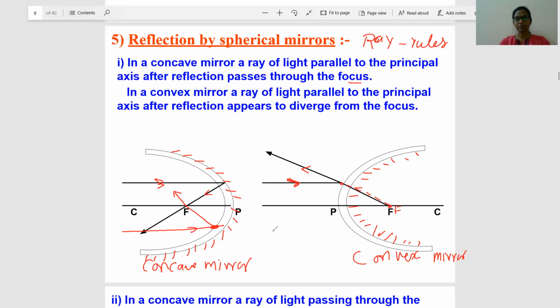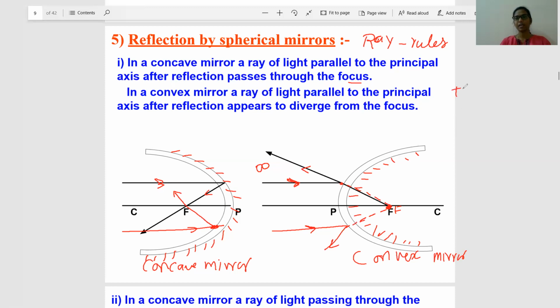Let us imagine one more ray which is passing parallel to the principal axis. After reflection it will diverge, but this ray appears to be coming from the focus. So if you extend back, they will meet at the focus. That is the first ray rule. That means an object at infinity forms its image at the focus.